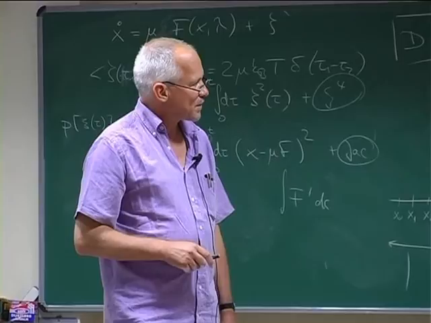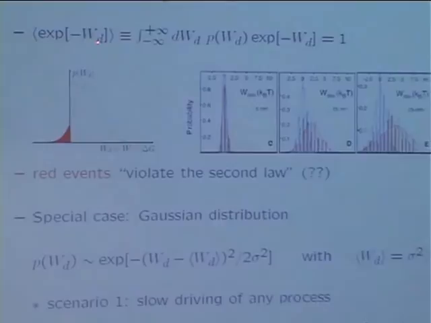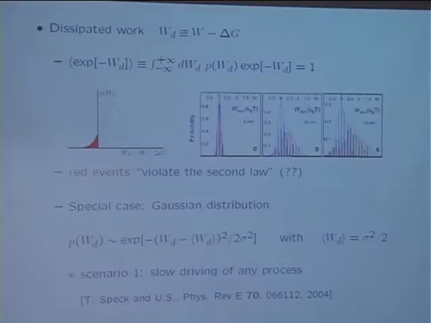There are these events, and you have to have these events, because clearly if all events of dissipated work were positive, e to the minus W_diss would never be 1. So you need to have these events, which some people call violations of the second law, or transient violations of the second law. Again, I would not endorse this notion. Nobody ever claimed that the second law should hold for a single realization.